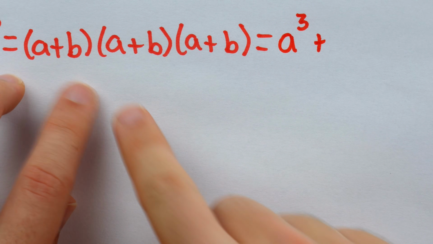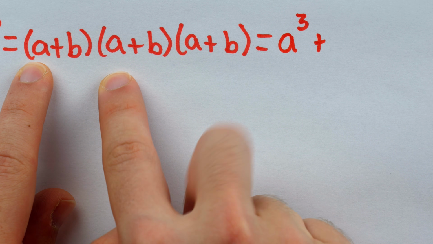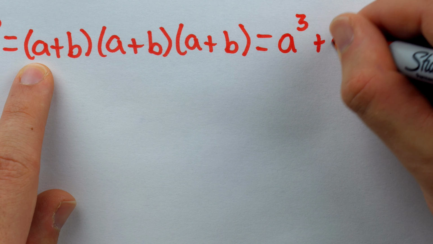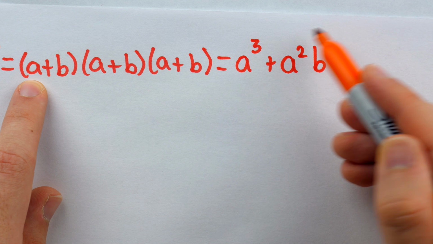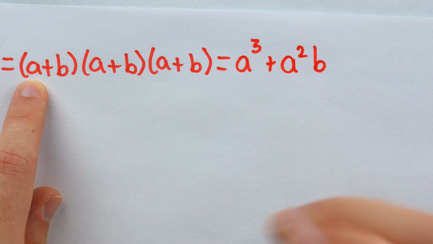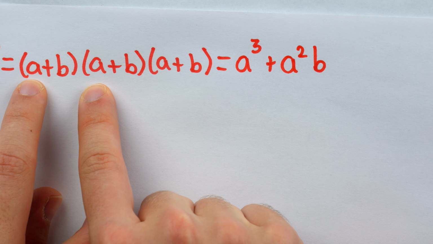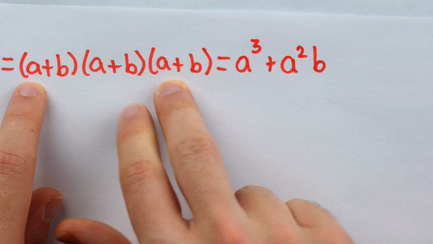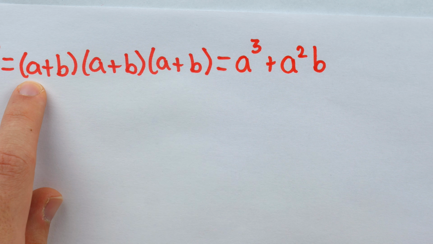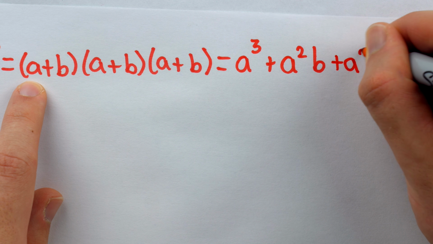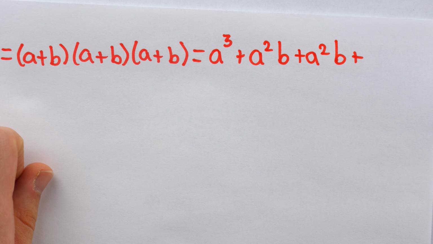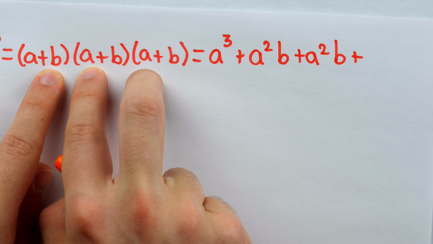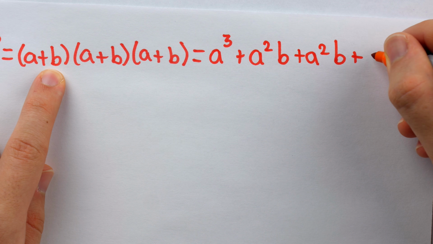Another possibility is that we choose a from the first two factors, but we choose b from the third factor, which would then give us a squared b. But that is not the only way to choose two factors of a. Instead of choosing a's from the first two factors, we could choose a from the first factor, a from the last factor, and b from the second factor, which too would give us a squared b. And there's still another way we could choose two a's. We could choose b from the first factor, but choose a's from the second two factors. That, again, would give us a squared b.